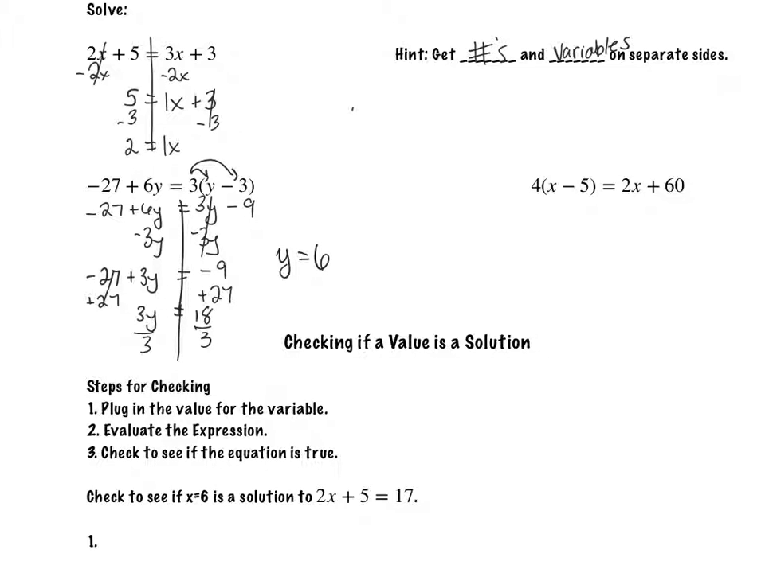All right. What does my first step have to be here? Distribute. I'm going to distribute that 4. So 4 times x will give me 4x. 4 times negative 5 gives me a minus 20. And I carry over the rest. Okay.